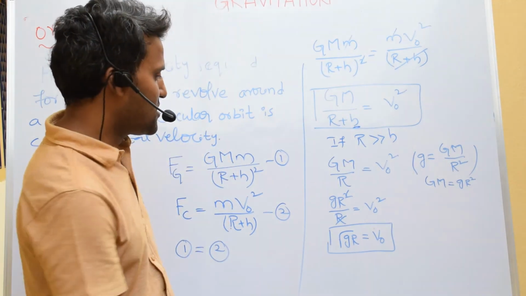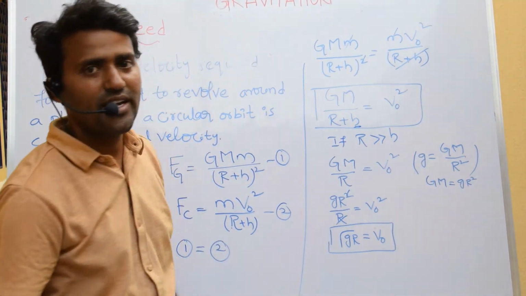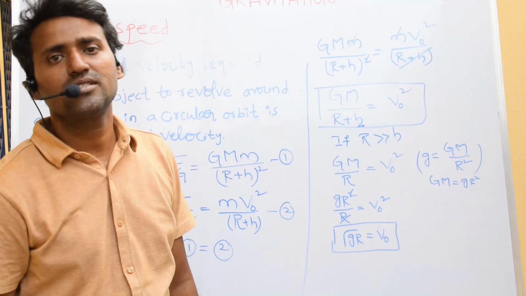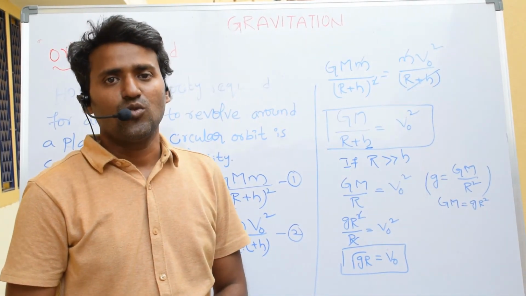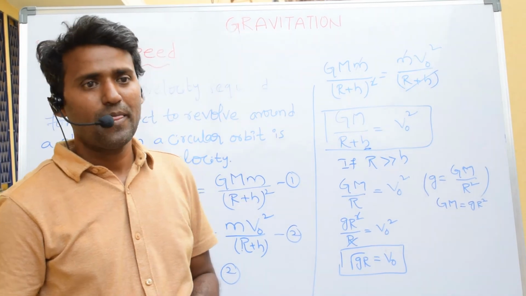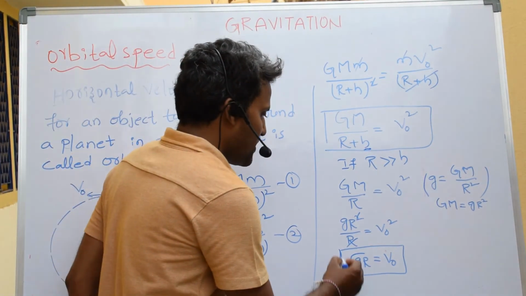If you substitute g value 9.8 and r value 6400 kilometers, you can get 7.92 kilometers per second, isn't it? This is the orbital velocity equation.